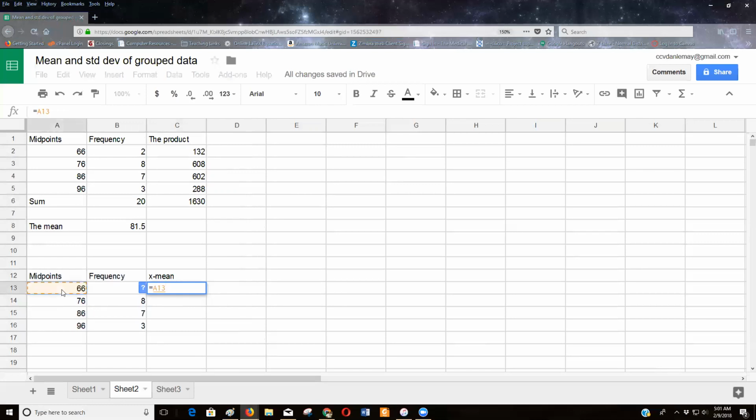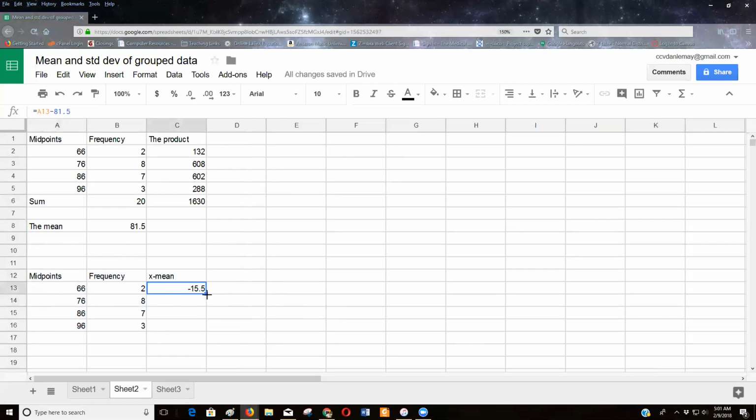I'm going to click on the 66. That'll get that cell. I'm going to subtract my 81.5. There's ways you can lock in cells, but I don't really want to go here or there. So that's that difference. And then I'd have to do the same thing, 76 minus 81.5.